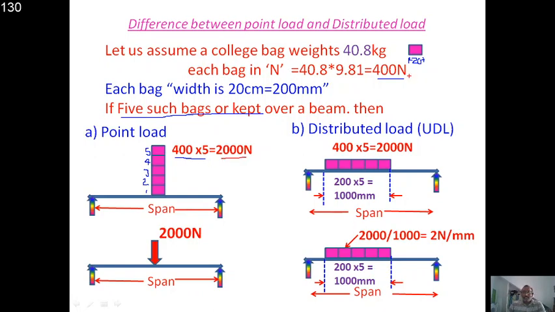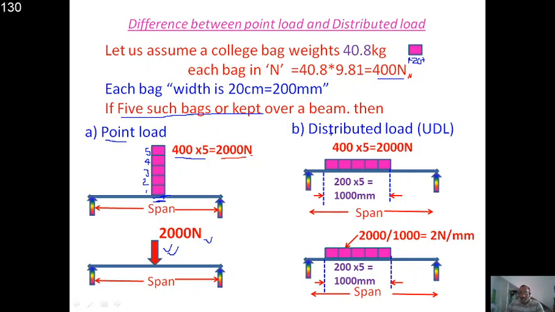The unit I had taken here is newtons, hence this time also it is newtons, right? So 2000 newtons will be acting like this, because it is a point load acting at a small, negligible contact area. Since the area of contact is negligible, it should be considered as a point load. I just added everything and gave it like a point load at the middle.